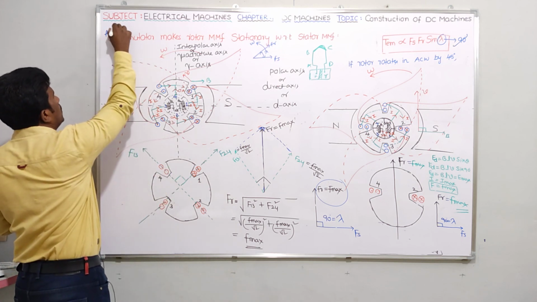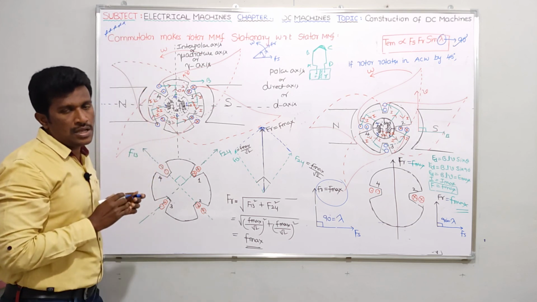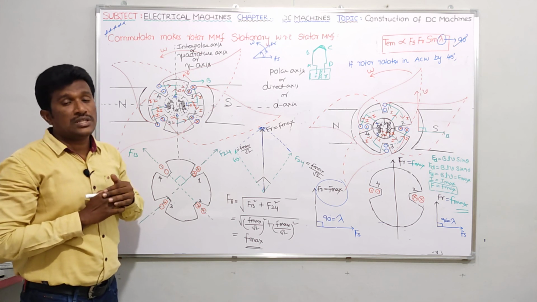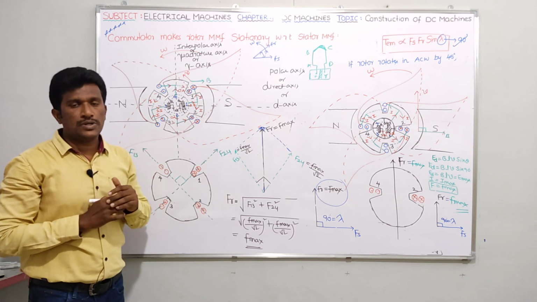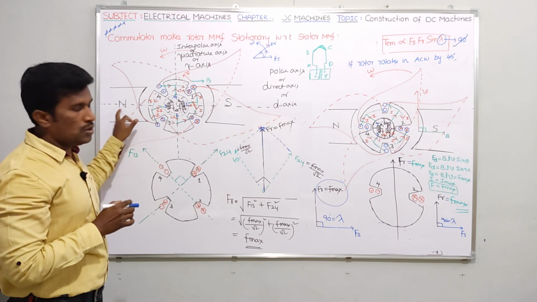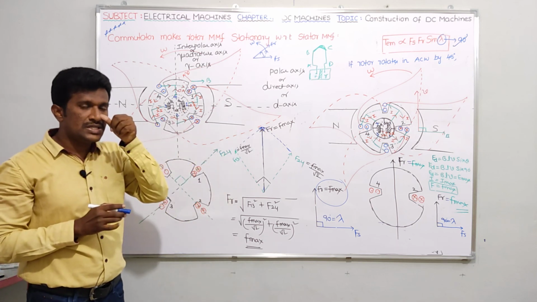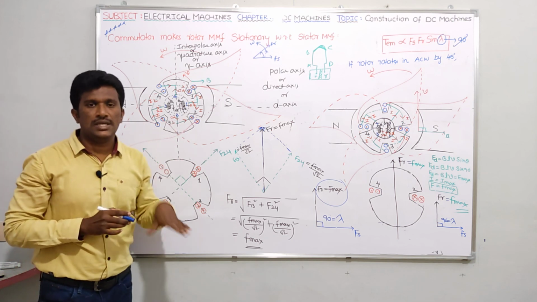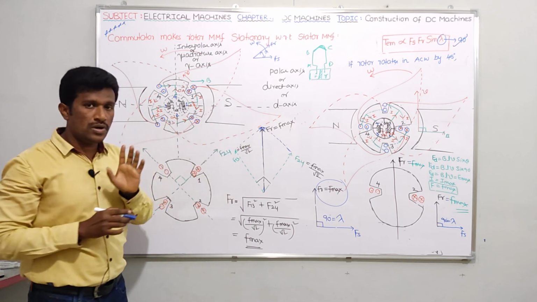Commutator function: in a DC generator it acts as a mechanical rotating rectifier. In a DC motor it acts as a mechanical rotating inverter. And what is the other function? The commutator makes the rotor MMF stationary with respect to the stator MMF. And one more point I told: along which axis do we have to place the brushes? D axis. But generally, since the commutator is not shown, we represent the brushes along the Q axis. But practically, brushes are placed along which axis? Along the D axis only.